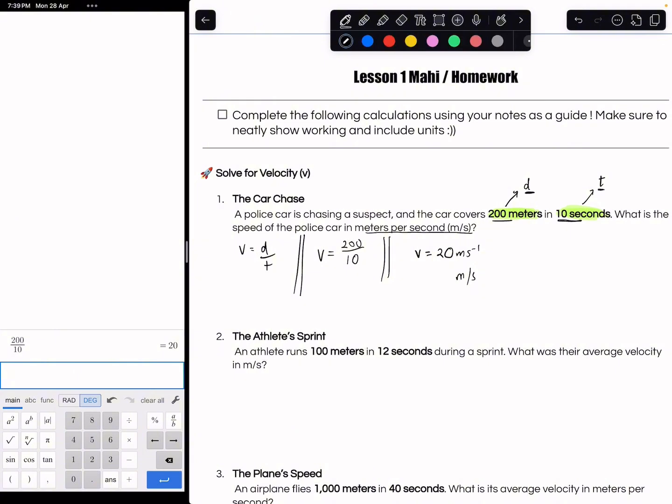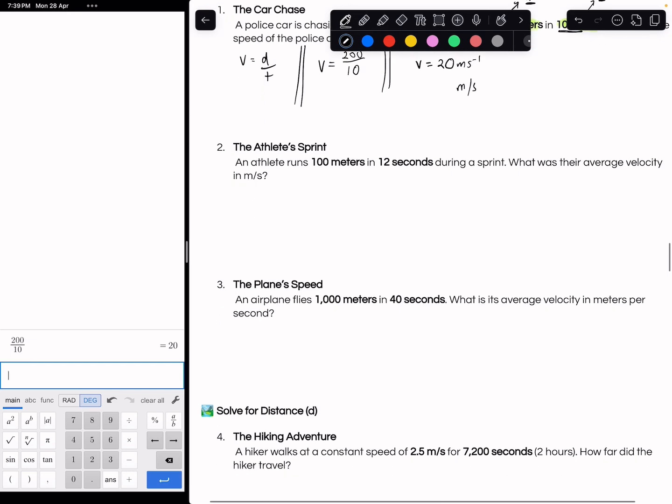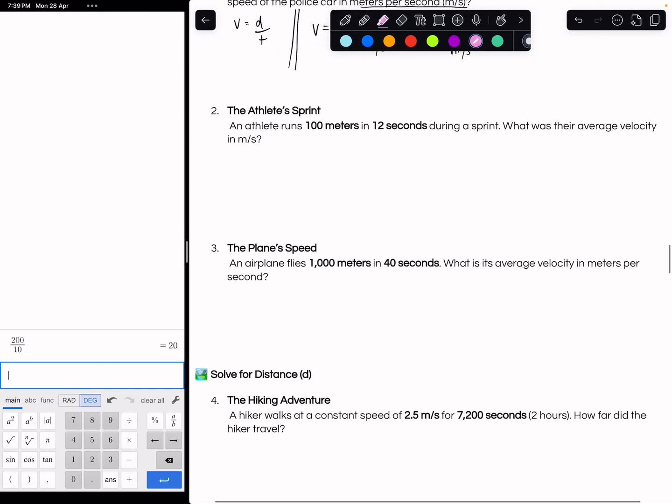Okay? So, next question. Let me grab my highlighter. Feeling like pink this time. The athlete sprint. The athlete runs 100 meters in 12 seconds during a sprint. What was their average velocity in meters per second? So, again, let's go through the same process. V equals D over T. Let's annotate what we have. We've got distance and we've got time here.